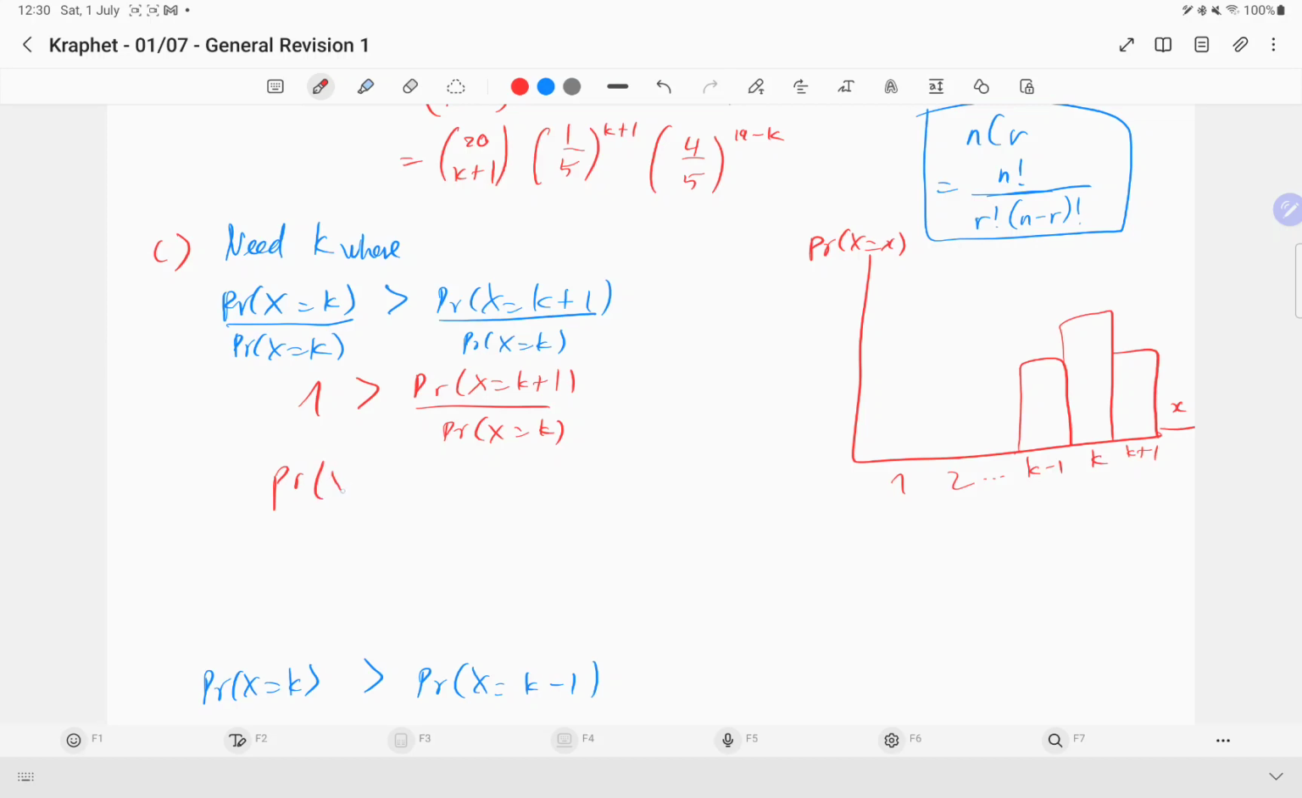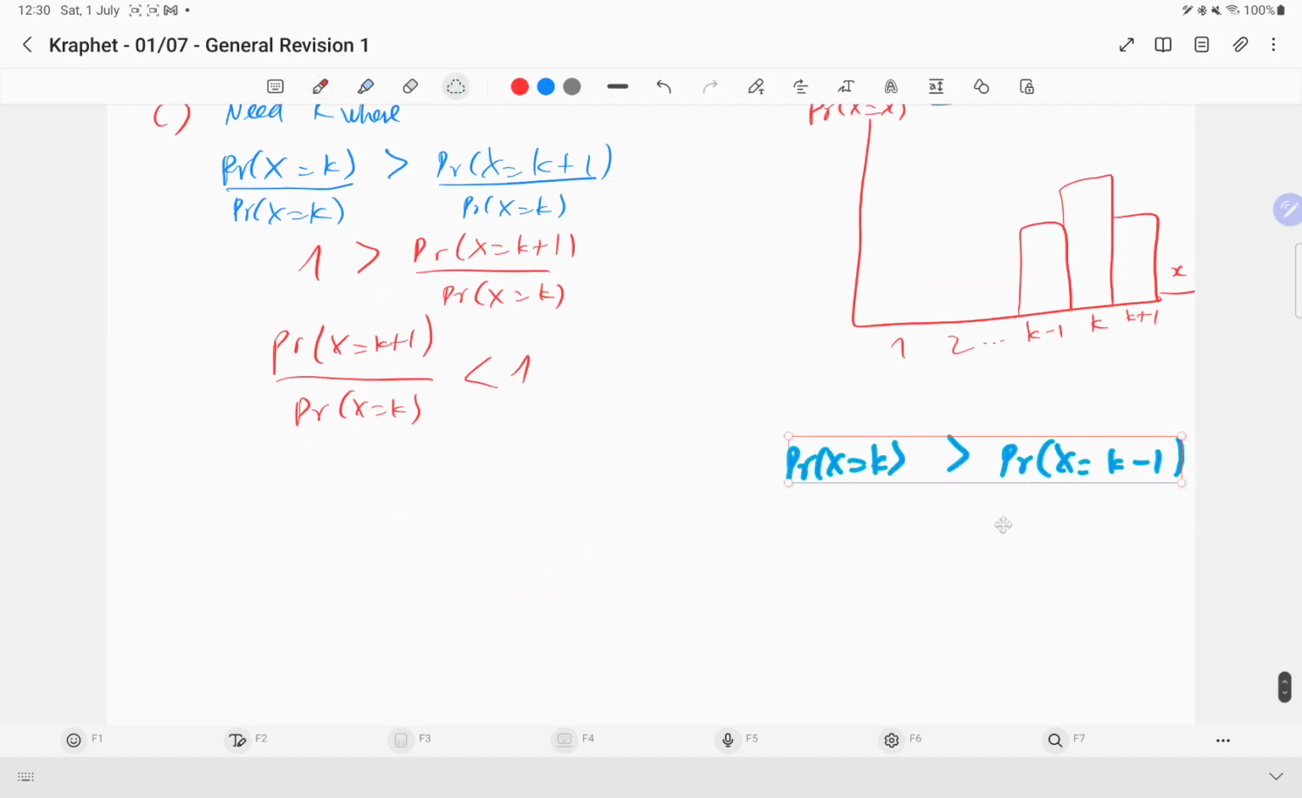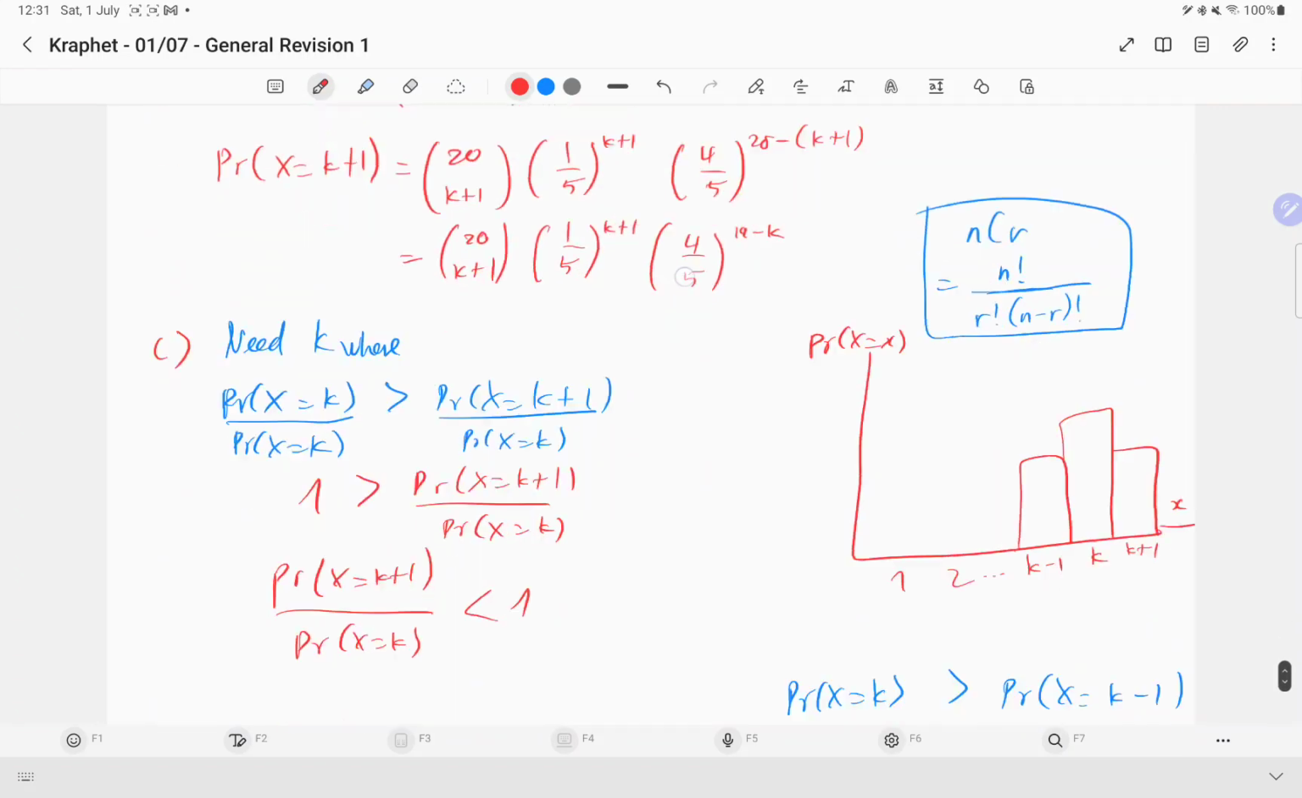Okay, so PR of x equals K plus 1 over PR x equals K, so this thing must be less than 1. Right? Yeah. And then we substitute the formula. So I'll move the second condition over here. So substitute the formula in, I would get 20 minus K.